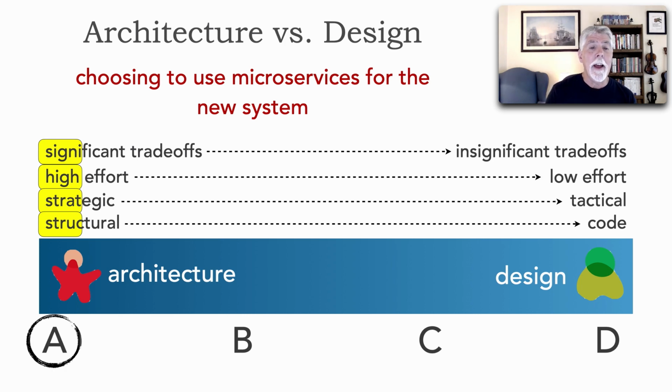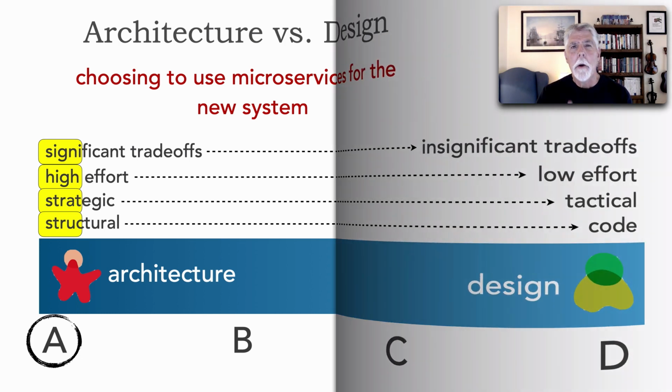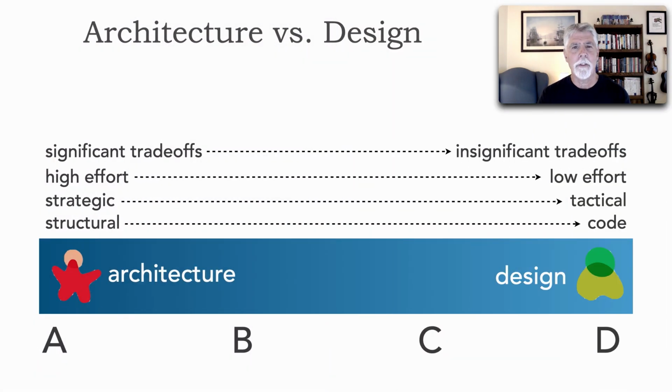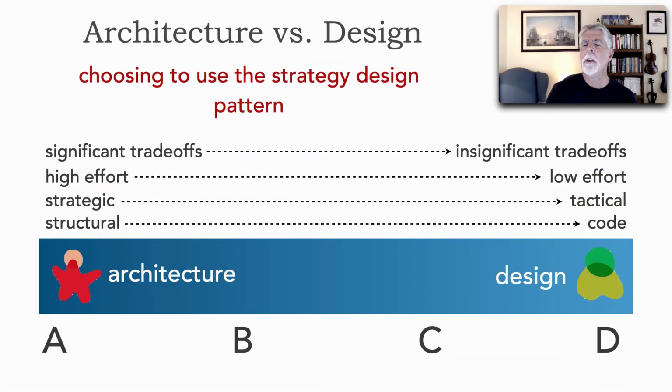So we can see that is why this is on the far end of the architecture side of the spectrum. But let's do a different kind of decision. You choose to use the strategy design pattern for a part of your code. Well, is this structural in nature, or does this have to really do with how we write source code? And clearly, this is how we organize and write our source code in class files.